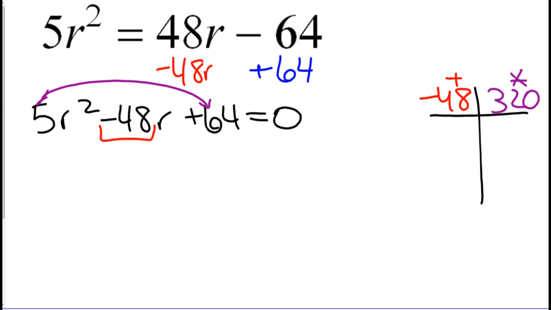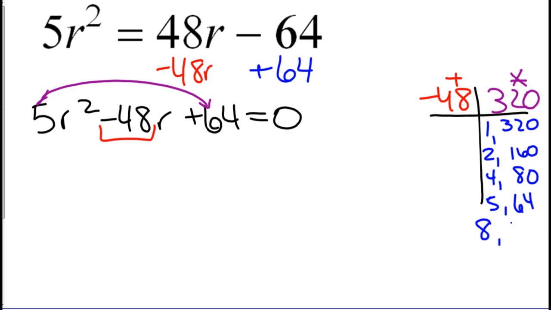If you are not sure what these numbers might actually be, the easiest thing to do is go through and list the factor pairs. I know it's time consuming and we don't really want to have to do that, but sometimes with bigger numbers we do actually need to. So I know 1 and 320 are factor pairs. I know 2 and 160. I know 4 and 80. I know 5 and 64. I know 8 and 40. I know 10 and 32, and I know 16 and 20. And those are all my factor pairs of 320.